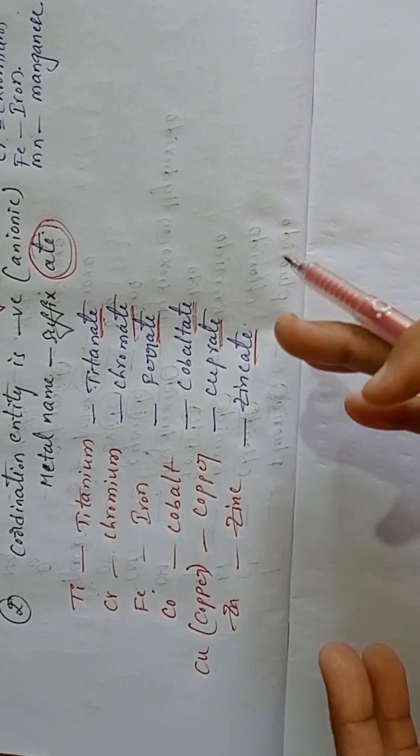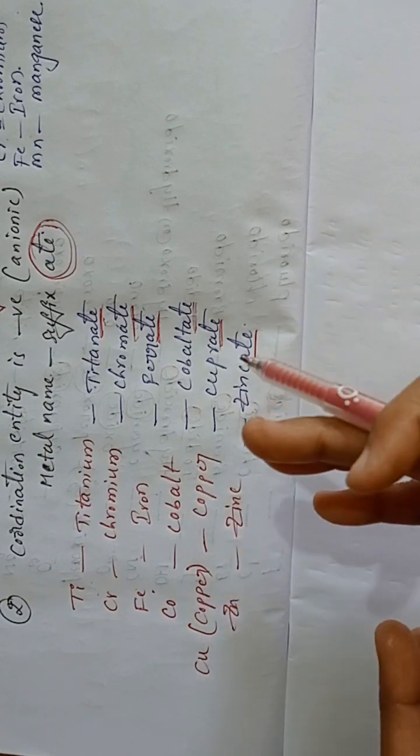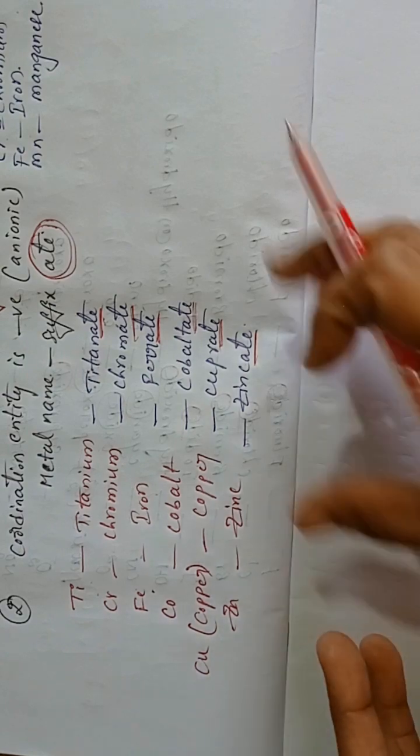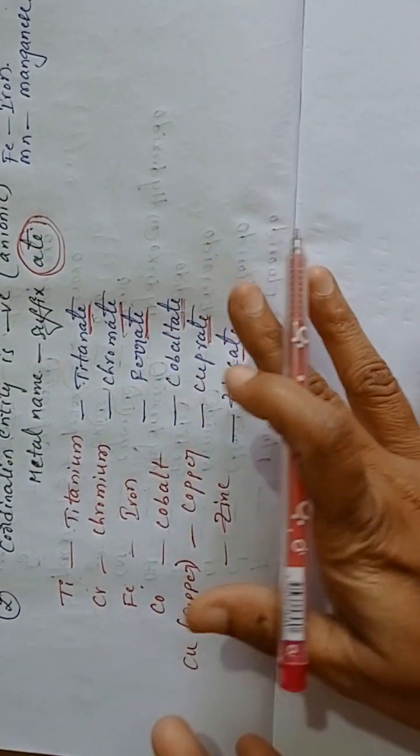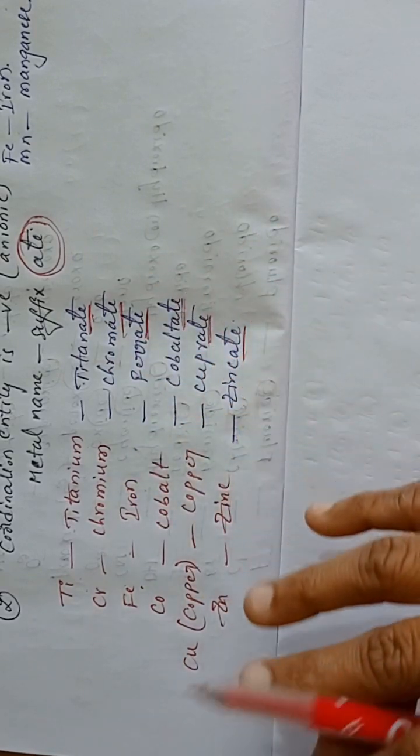Later I will discuss examples of cationic complexes, anionic complexes, and neutral complexes, how to write the name. Then you will get a clear idea. So first you have to follow these rules, students. So till here, the name of the central metal atom is completed.